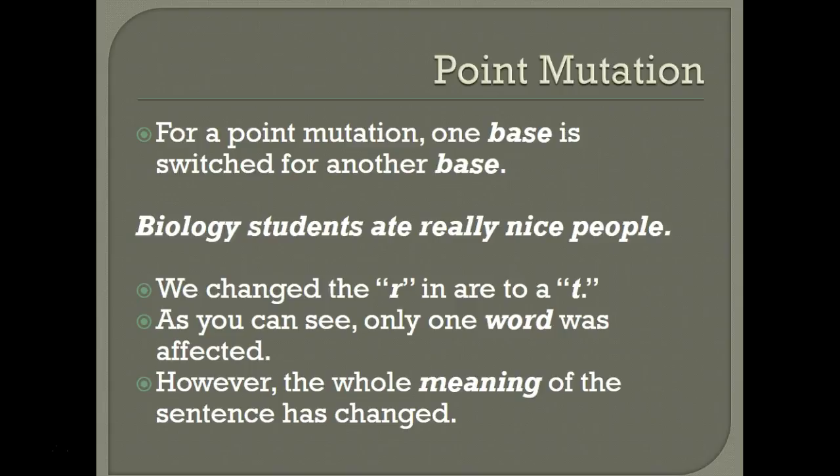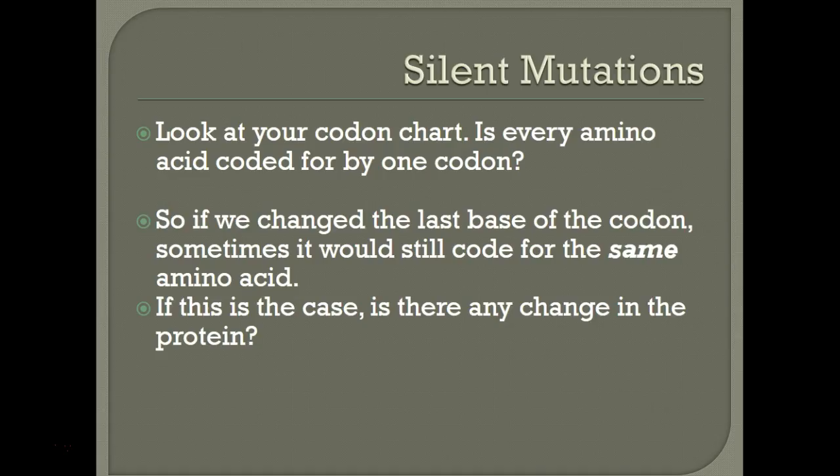Now we're going to do a point mutation. Remember, that's when one base is switched or substituted for another base. So we're going to substitute the R in the word are for a T. And now you can see the sentence reads, biology students ate really nice people. So we only changed one letter in one word. That only affected one word, one codon in a sense, but the whole meaning of the sentence was changed. And if this was a real gene coding for a particular protein, we would have changed one amino acid, and that could change the whole function, affect the whole function of that particular protein.